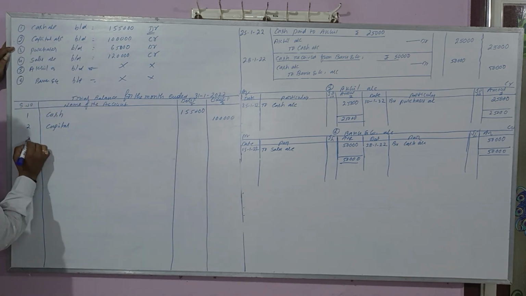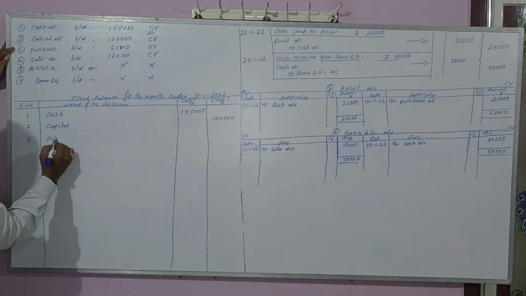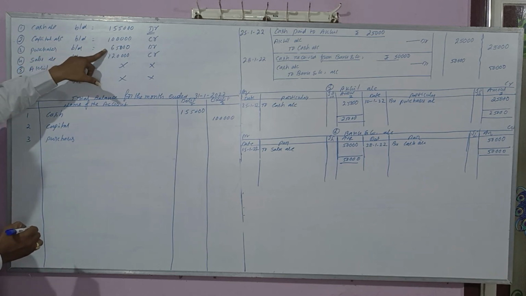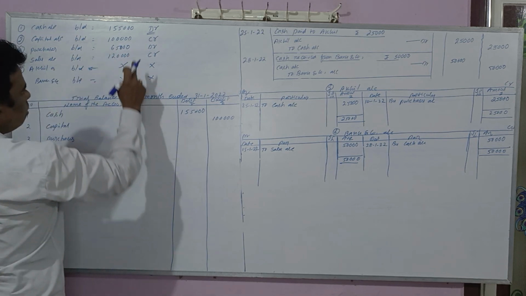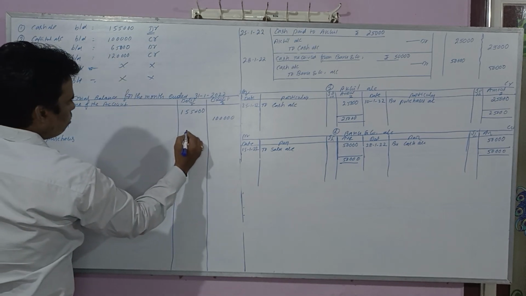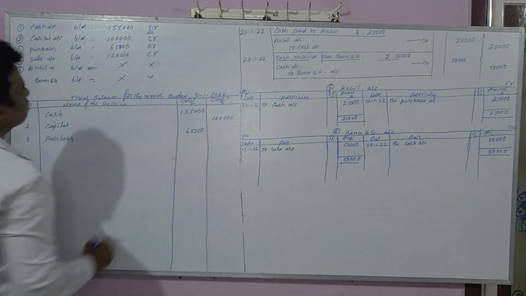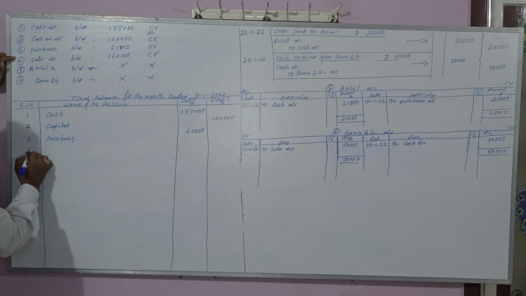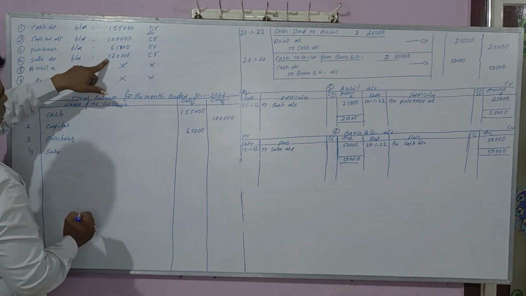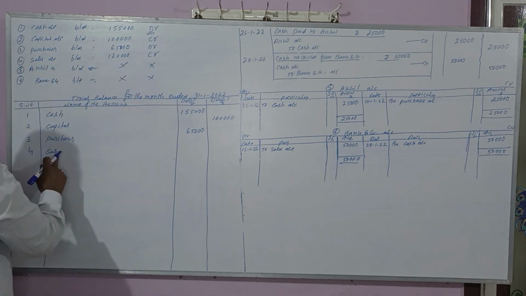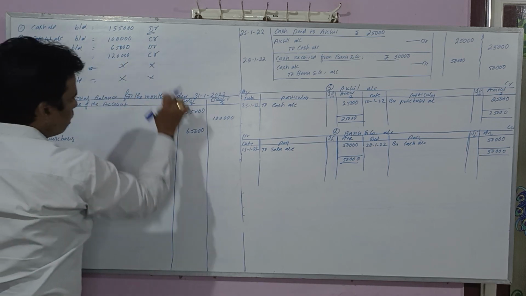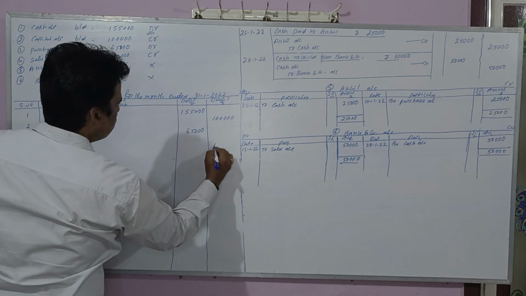After that, the third account is purchases. We completed the ledger account. The third one is purchases. Brought down is 65,000. Which side? Debit side. So this is debit, and we enter in the trial balance debit side, and the amount is 65,000. Next, the fourth one is sales, 1,20,000. Brought down, which side? Credit side. So sales brought down is credit, and we enter the same side, credit, 1,20,000.